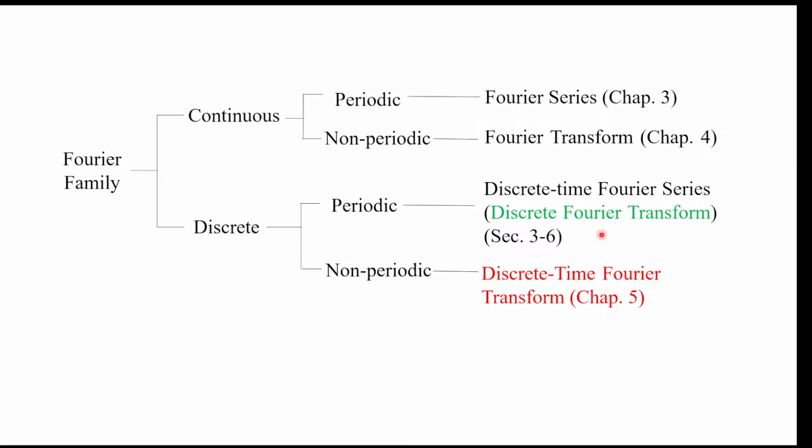Those were taught in chapter 3, where the signal is periodic and we have the Fourier series coefficients a_k. For non-periodic signals, we had the Fourier transform in chapter 4, and in chapter 5 we'll talk about the discrete counterpart of the Fourier transform. That will be the discrete-time Fourier transform.